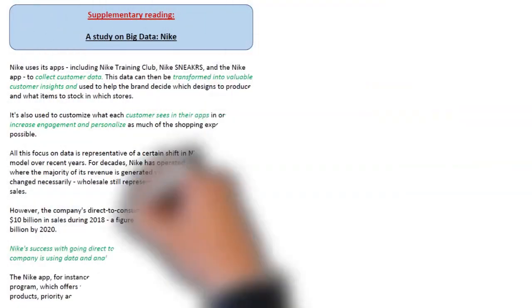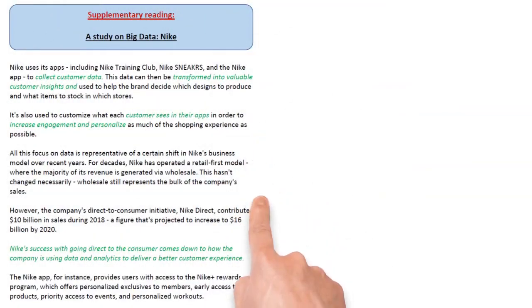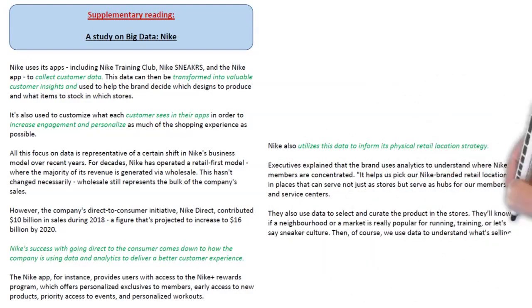To show you again how data can be used, I was asking you to continuously think about how we can use data better. So let's see how a real world shoe manufacturing company is doing it. So another supplementary reading aspect for you here. This is a study on big data, of how big companies are using big data, data analytics for their advantage. One such case study is Nike.